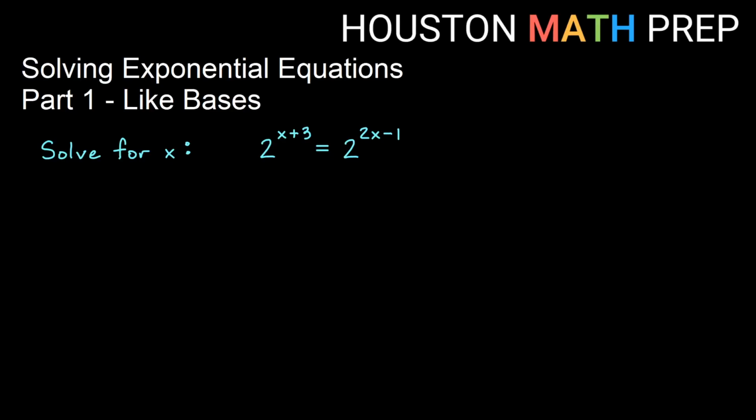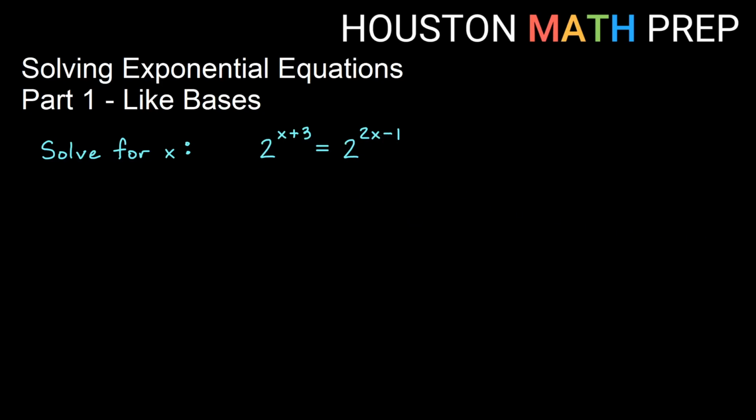We are starting our series on solving exponential equations. In this video, we're just doing part one, where we have similar bases for the exponentials on both sides of the equation. If you look at our first problem here, I have 2 to the x plus 3 equals 2 to the 2x minus 1.